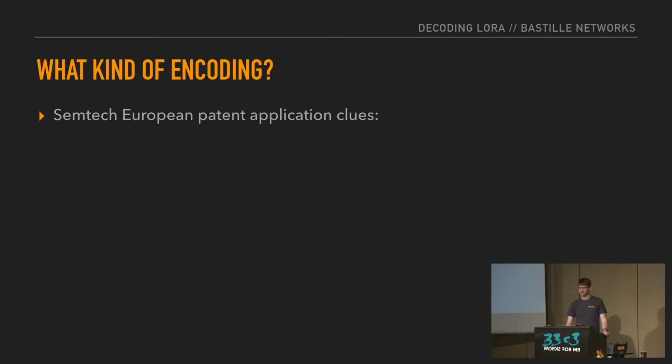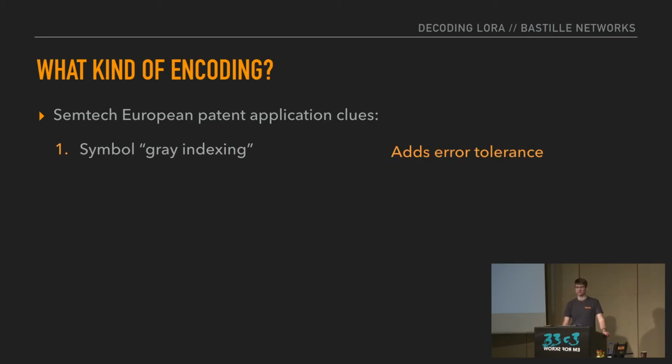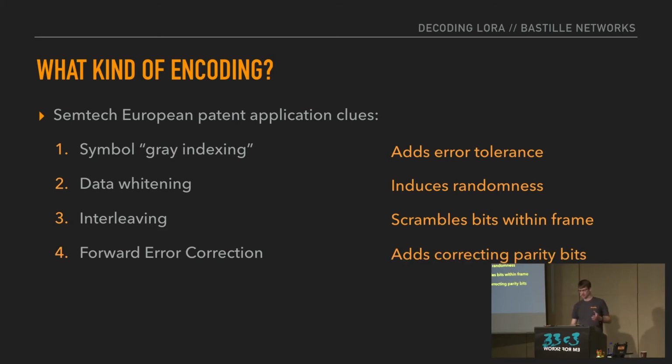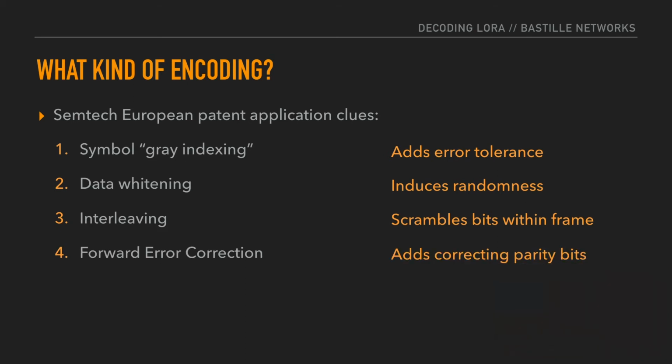First of all, it refers to this stage called gray indexing, which, as is defined there, should add error tolerance in the event that you read a symbol as being off by one bit. Or basically, if you read a symbol in the incorrect bin. Secondly, you have data whitening, which induces randomness into the frame. We'll talk about that momentarily. You have interleaving, which scrambles the bits within the frame. And then you have forward error correction, which adds correcting parity bits. You can think of it as being like parity bits on steroids. Rather than telling you that just an error occurred, it can actually help you correct the error without needing to retransmit. So we have 4 different things that comprise the encoding, and they're in the patent, right?